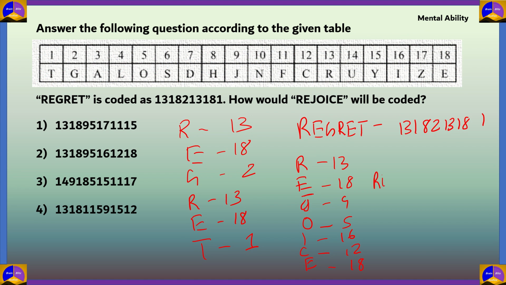So rejoice would be equal to 131895161218. Now this is option 2. Option 2, 131895161218 is the right answer for this question asked in mental ability.